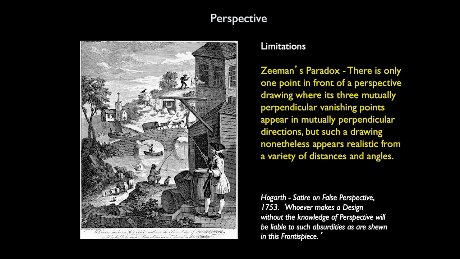There's only one point in front of a perspective drawing where its three mutually perpendicular vanishing points appear in mutually perpendicular directions. But such a drawing nonetheless appears realistic from a variety of distances and angles. So it's not like you have to stand in front of a board with a hole drilled through it to see this image correctly. And so that's the paradox, that it seems natural even if you're not looking through it from that one single point. It's been suggested that a drawing in perspective still seems to be in perspective at other spots because we still perceive it as a drawing, because it lacks depth of field cues.